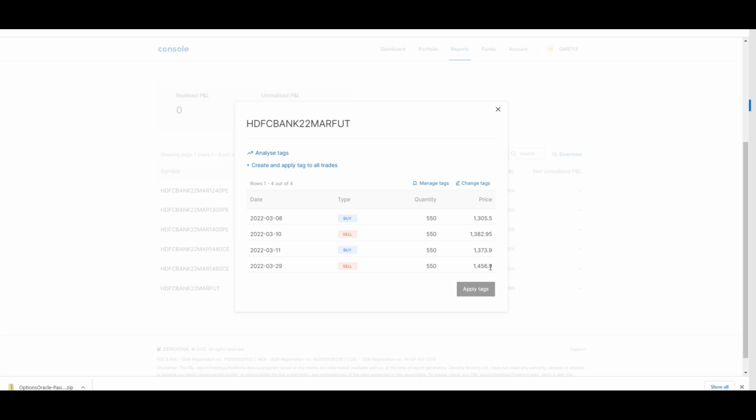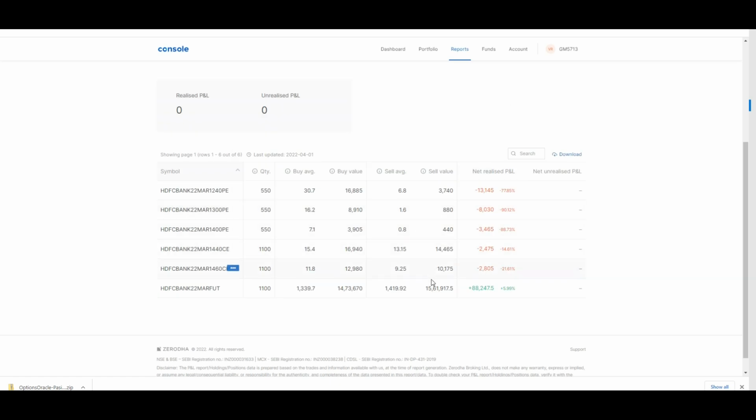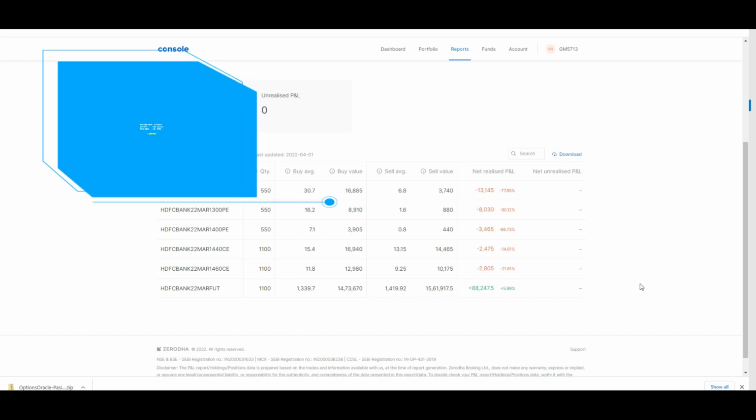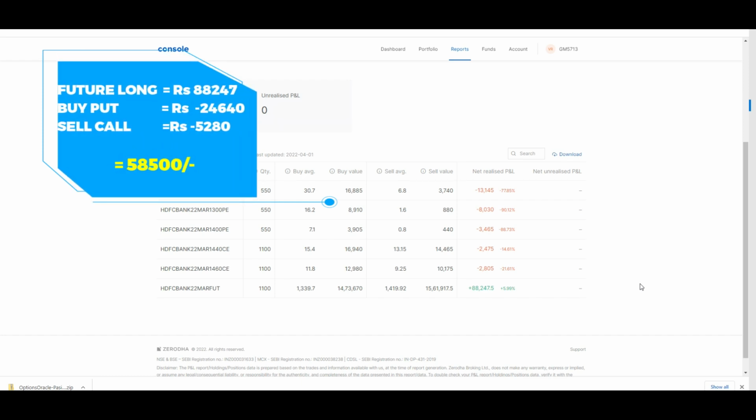So in total, in future long, I booked a profit of 88,240 rupees, and in the put option I lost around 24,640 rupees, and in the sold call option I lost 5,280 rupees. As long as my future long position is in profit, I don't care about making a loss in sold calls and bought puts. It's like when there is a huge risk, that position will help you. So in total, I booked a profit of 58,550 rupees in this trade, including future long, sold calls and bought puts.